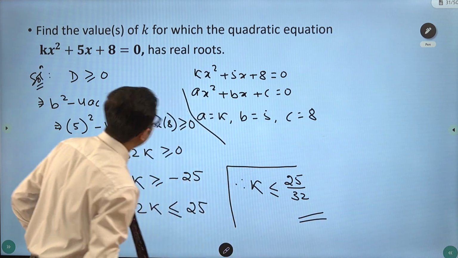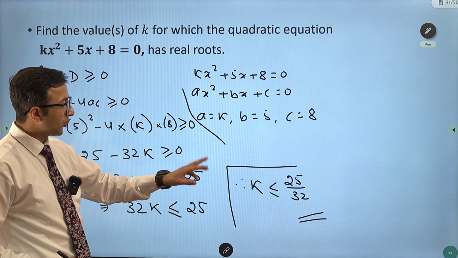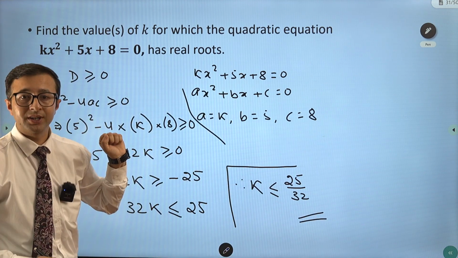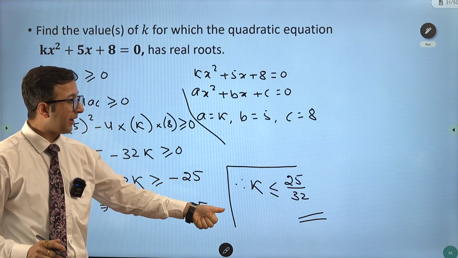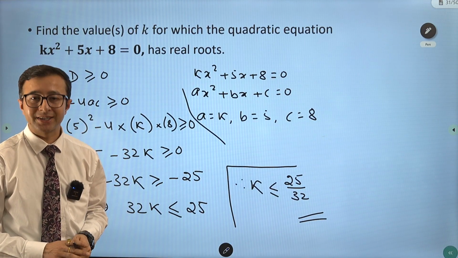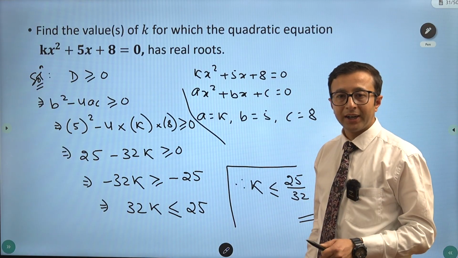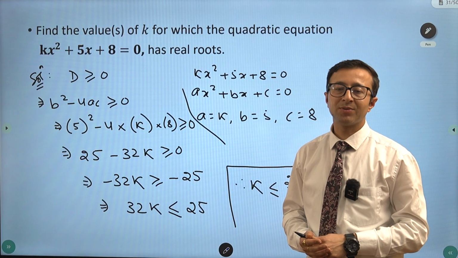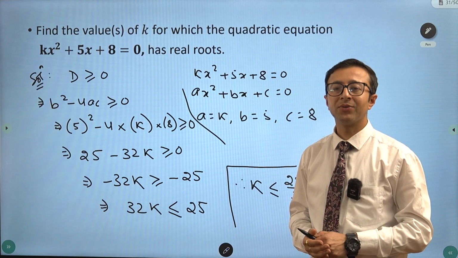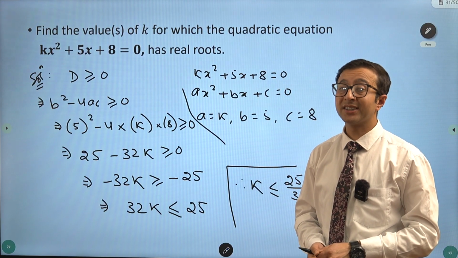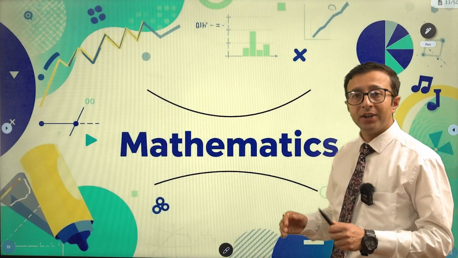It means that the value of k should be less than or equal to 25 by 32 to get the real roots. If the values are more than 25 by 32, we will not be getting the real roots. Related to the CBSE board examinations, these problems are very much important. Practice these types of problems. Here we have seen all the problems related to the discriminant, and we have already talked about how the discriminant rules the nature of the roots in a quadratic equation.